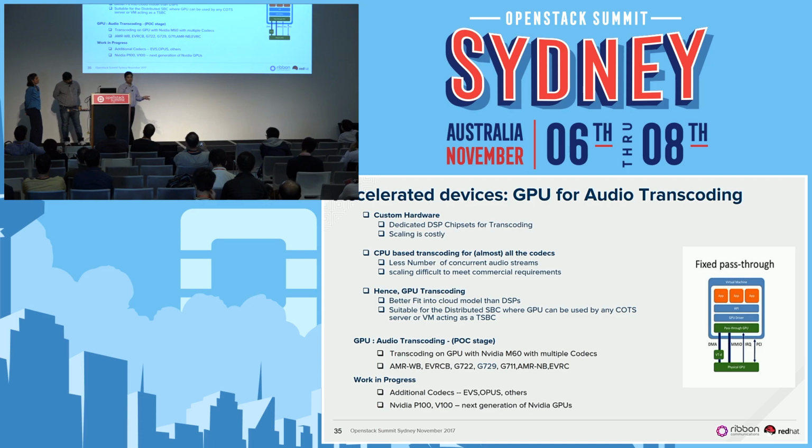So the third alternative is GPU transcoding. GPU provides you additional cores and the scale is pretty high. The growth is pretty high. When compared, it gives comparable performance as that of a custom hardware.